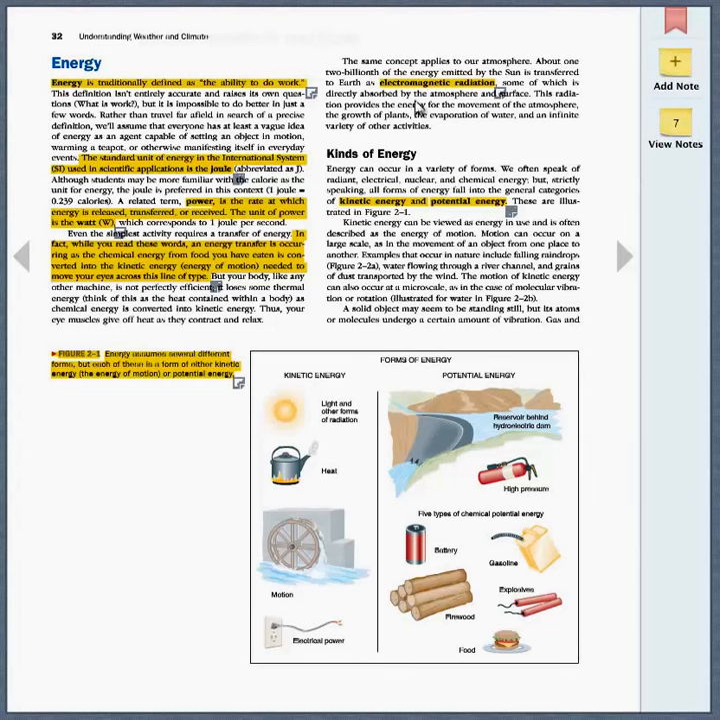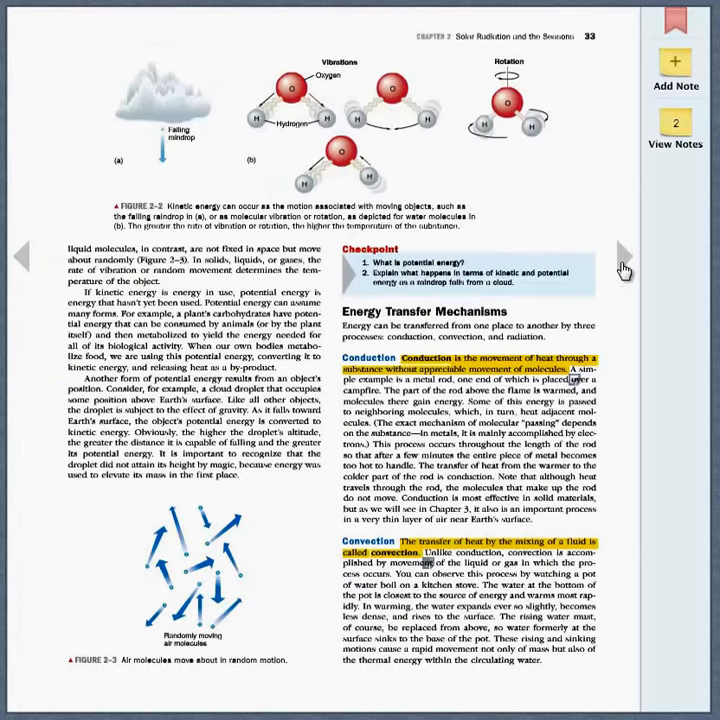Also here, understand what electromagnetic radiation is. It's also known as EMR for short. Also know what kinetic energy and potential energy are. And down here you have examples of these two forms of energy, kinetic and potential energy, and make note of those as well. Let's move on to page 33.